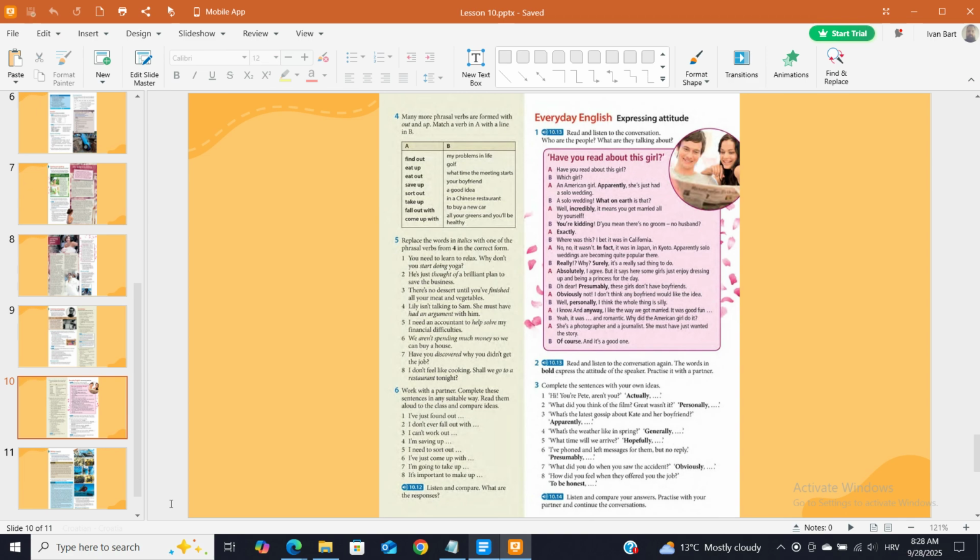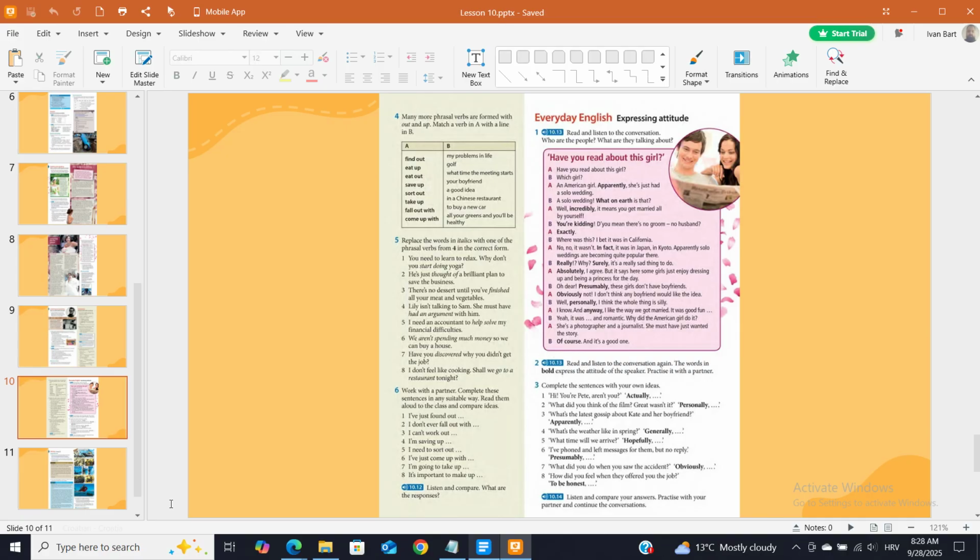A. Have you read about this girl? B. Which girl? A. An American girl. Apparently, she's just had a solo wedding. B. A solo wedding? What on earth is that?